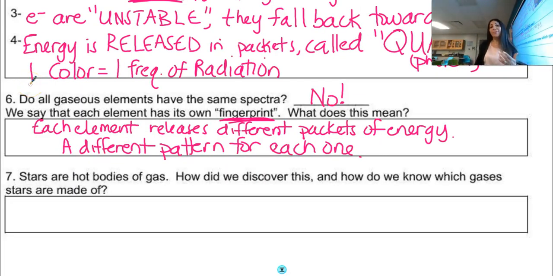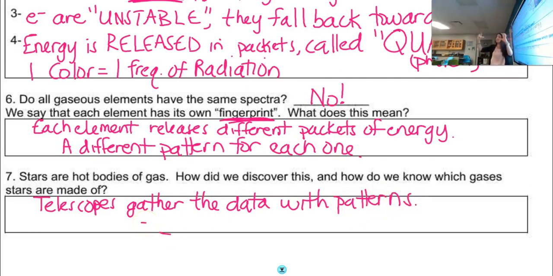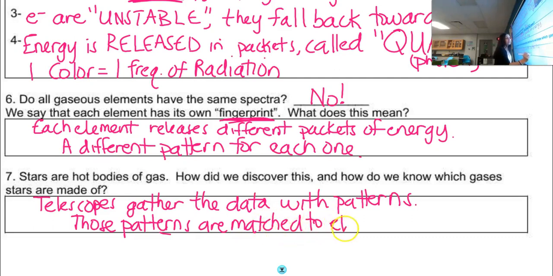So stars are hot bodies of gas. How do we know that? How do we know which gases stars are made of? We use, starts with a T, what's the instrument that we use? We use telescopes to gather the data or the information with the patterns. And then we match up those patterns to a certain element. Those patterns are matched with the elements that we have found here, elements we already know.